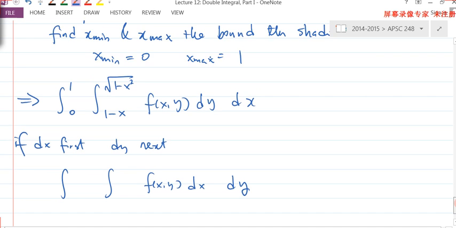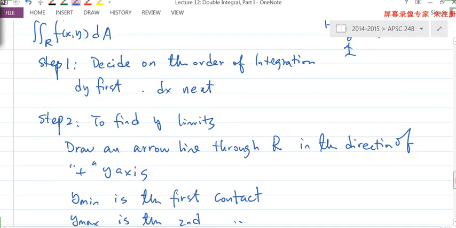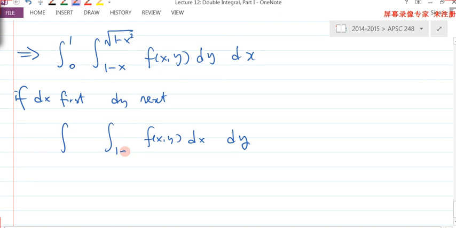Yeah, you do the same thing. You do the cutting. You do the sweeping. Now, because you're integrating with respect to x first, what would be the first step? You draw a line in the positive x direction, right? Find the first contact and the second contact. Then sweep that arrow line across the whole shadow. So, pretty simple. Does that make sense?